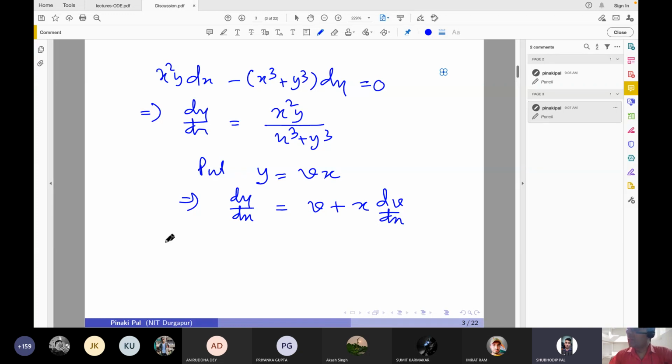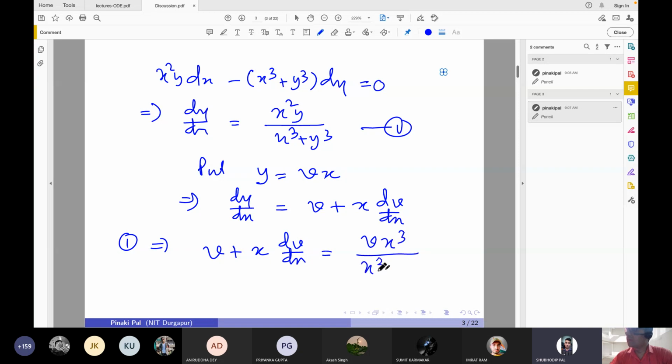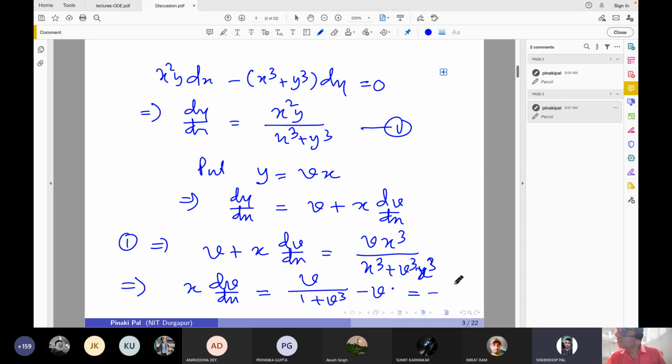Okay, so then this equation one changes to v plus x dv/dx equals vx cube divided by x cube plus v cube x cube. So it turns out that on simplification, we will get x dv/dx equal to v by 1 plus v cube minus v, and this is equal to minus v to the power 4 divided by 1 plus v cube.